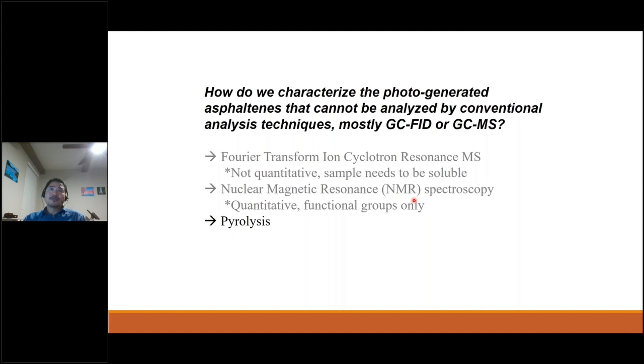After the oil spill, there are a lot of tar balls formed. They're not really easy to dissolve. And people can use nuclear magnetic resonance, we call it NMR, often based on the C13, the isotope C13 carbon. They do the solid phase, and they're very quantitative, but it only gives functional groups. So there is no molecule level information. So that's one of the reasons I turned to pyrolysis.